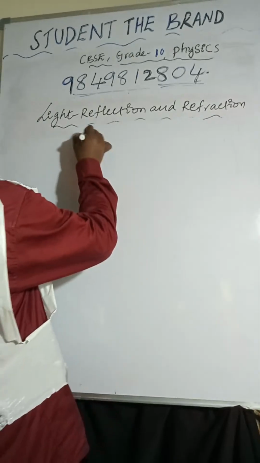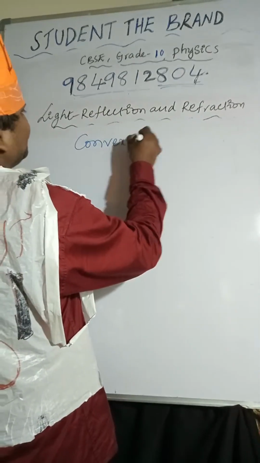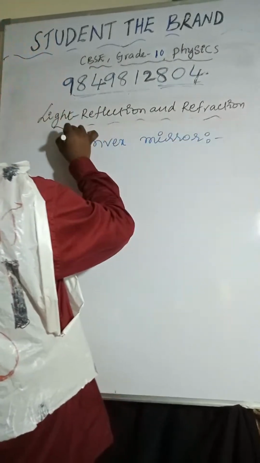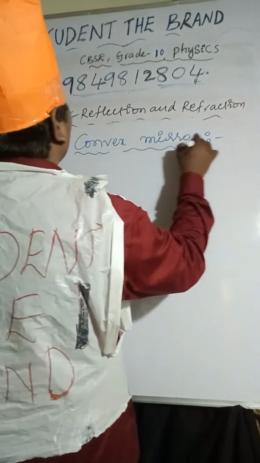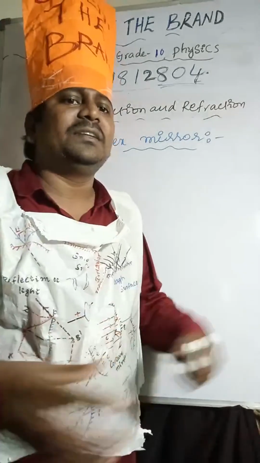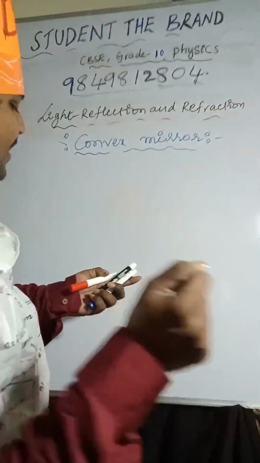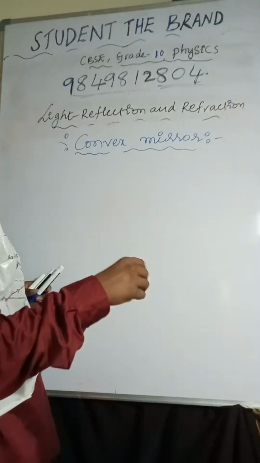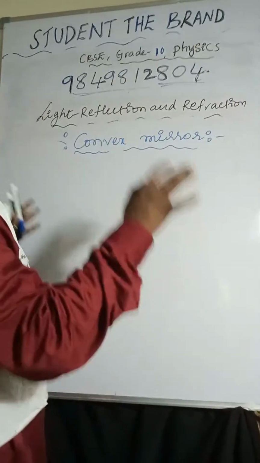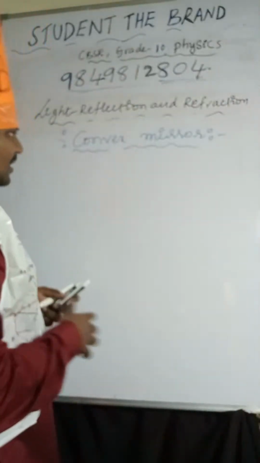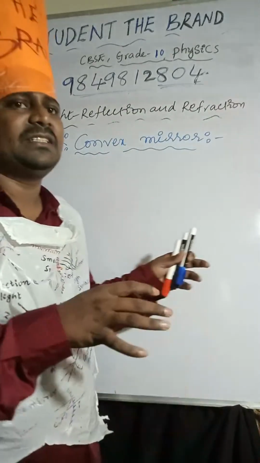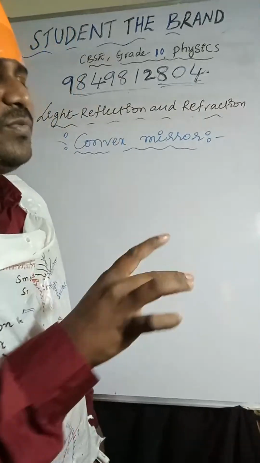Now we are going to discuss about convex mirror. Convex mirror is known as diverging mirror. Rules for image formations: only two.